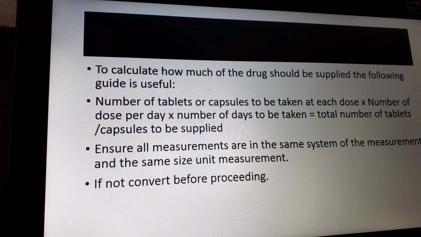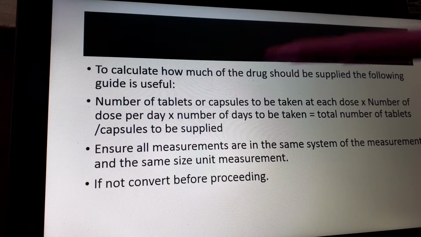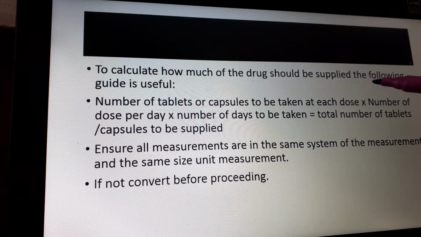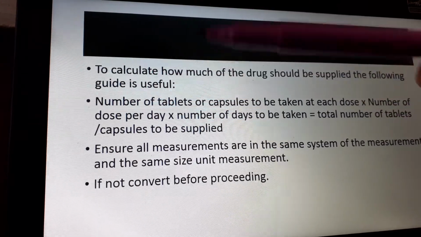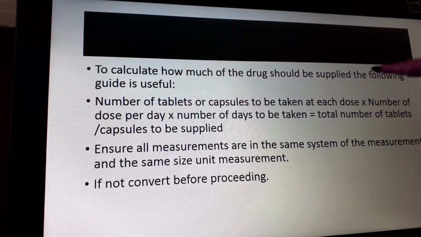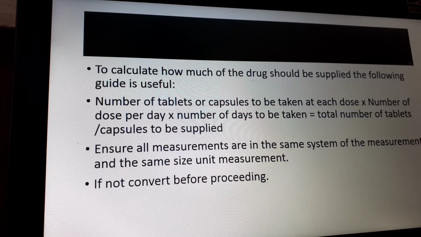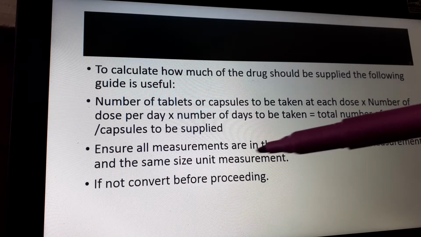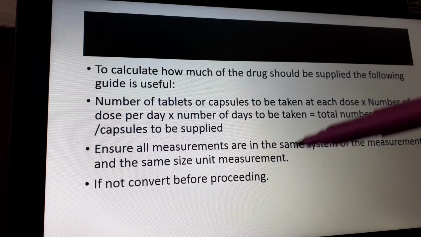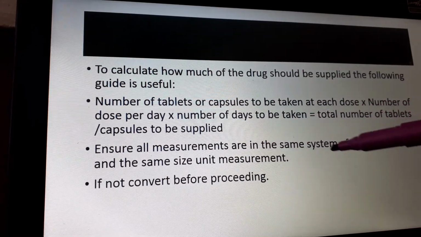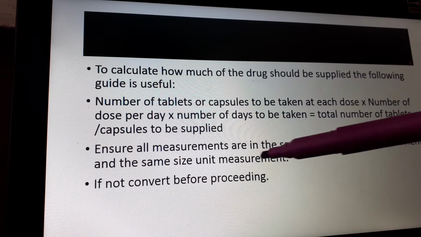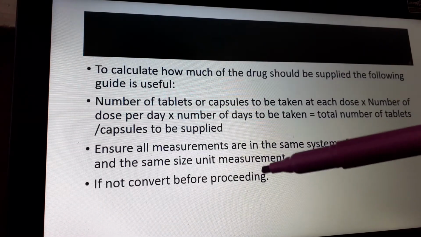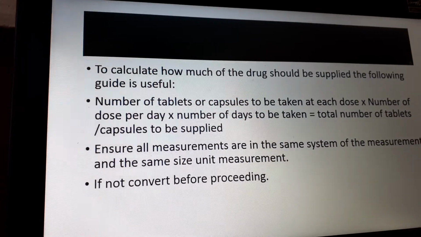Let's look here. To calculate how much of the drug should be supplied, the following is used. First, number of tablets or capsules to be taken at each dose times number of times per day times the number of days to be taken. This gives the total number of tablets that can be taken for the whole course. But ensure all measurements are in the same system of measurement and the same unit size. If not, convert before proceeding.